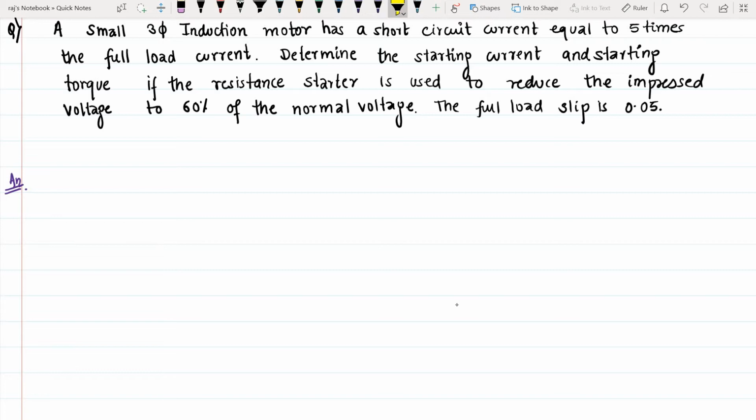First, it is given that a small three-phase induction motor has a short circuit current equal to 5 times the full load current. So directly you can write short circuit current ISC is 5 times IFL. From this equation we can write it. Now determine the starting current and starting torque if the resistance starter is used to reduce the impressed voltage to 60% of the normal voltage.